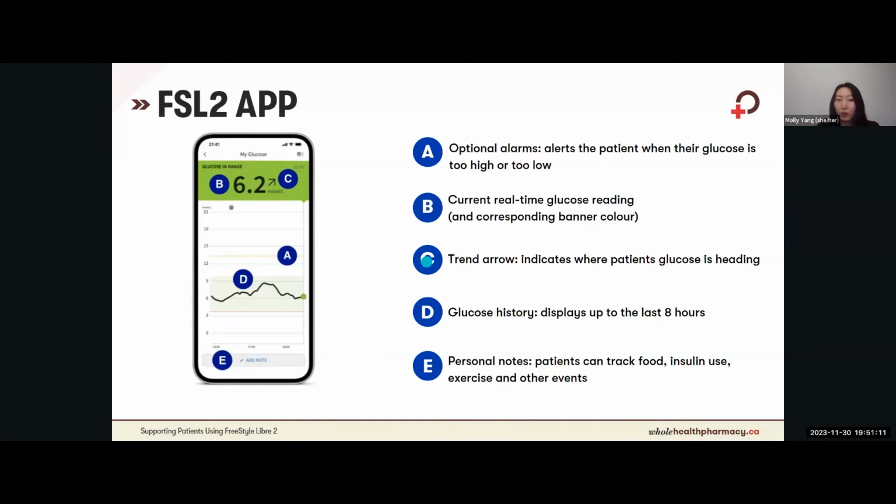We have the trend arrow, which was there before, which indicates where patients' glucose is heading. And we have a slide on how to interpret that in one of the following slides. We have a graph here that shows an 8-hour glucose history. And patients can also add notes as well on this homepage. So if they experience hypoglycemia, or if they experience hyper, or they take insulin, or have a meal, they can add a note straight from this home screen.